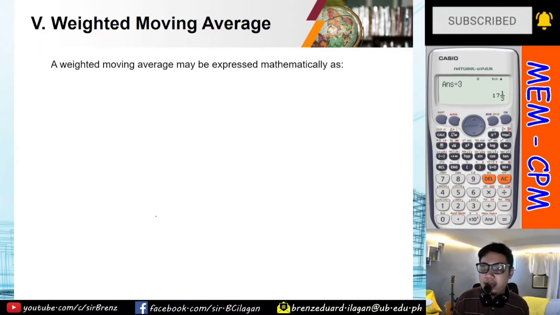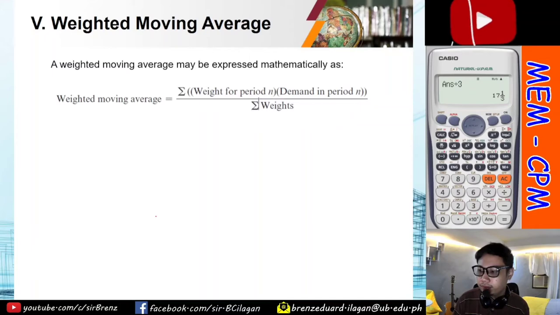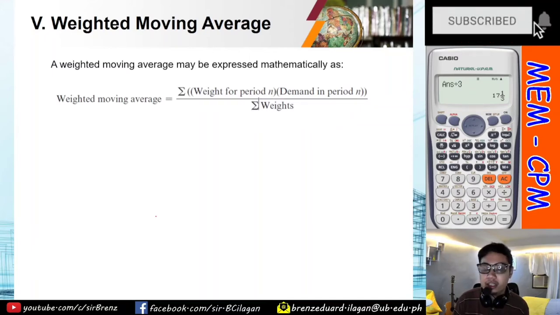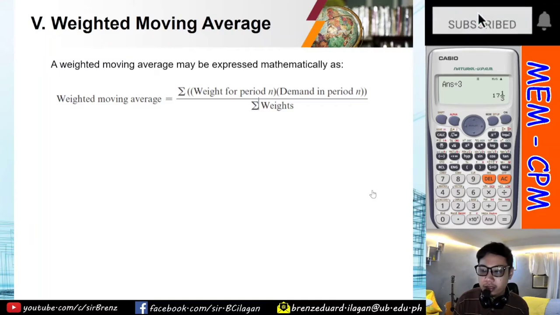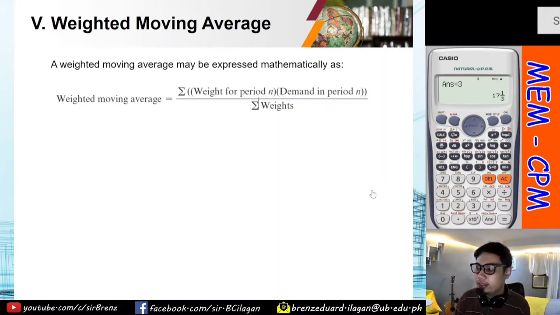So, for this, the weighted moving average may be expressed mathematically as... So, the weighted moving average is just equals to the summation of the weight for period N times the demand in period N over the weights. So, ang weights mo, yung summation ng weights, so, ito yung value ng weight na i-consider mo for the 3 months. May example naman to para mas maunawaan natin.